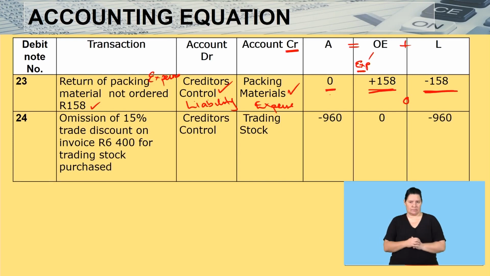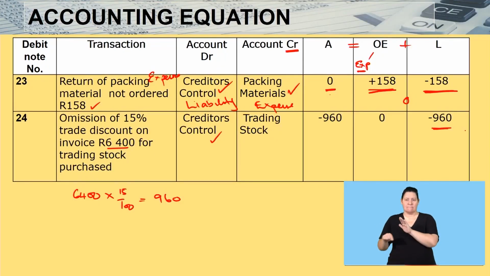Let's quickly look at the last transaction. Omission of 15% trade discount on an invoice of 6,400 for trading stock. So again, if you calculate 15% of 6,400, we have done that earlier on, where you say 6,400 multiply by 15%, you will get 960. So this trade discount was omitted on the purchase of trading stock. Which account do you debit? You debit your creditors control. And once you debit creditors control, your liability is decreasing, minus on the liabilities.